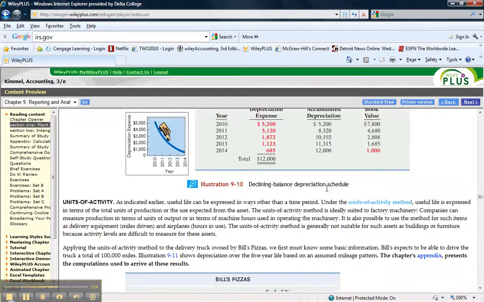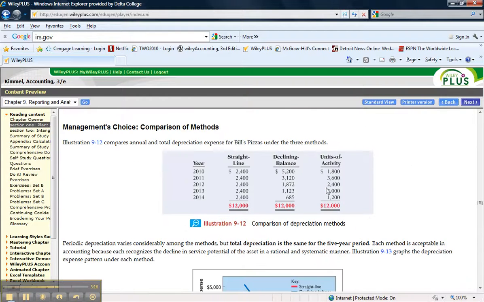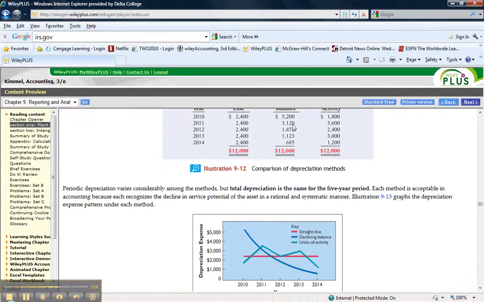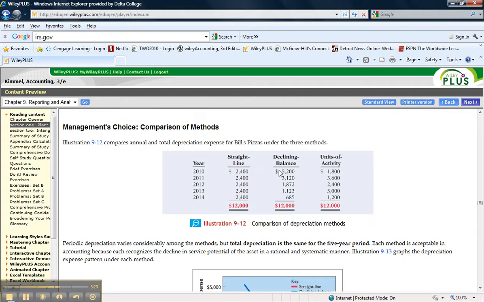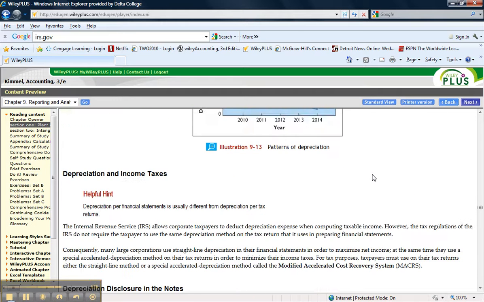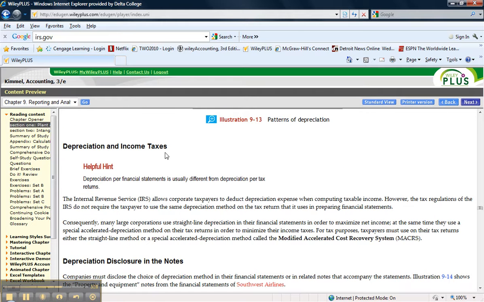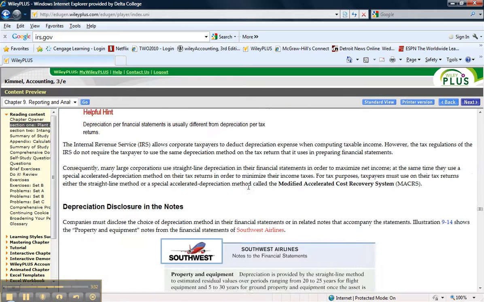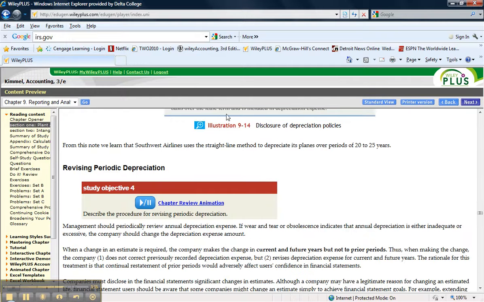Declining balance method and the units of activity method, you can read through those. There's a comparison of methods that will produce different expense amounts per year. So you should look kind of through those. Look at depreciation and income taxes. Different methods are used for tax purposes usually. There's a note in the financial statements regarding depreciation.